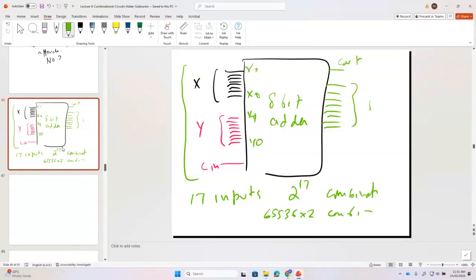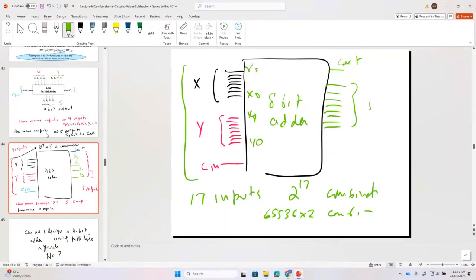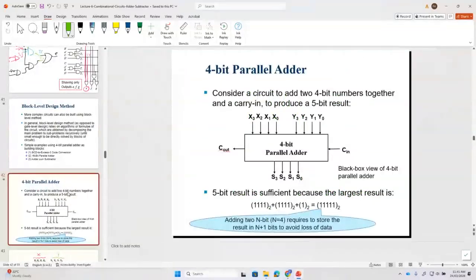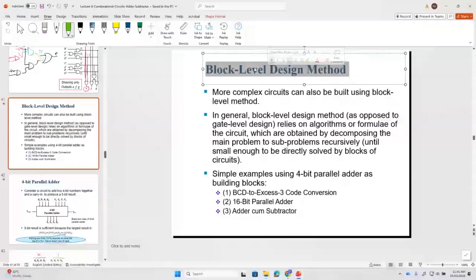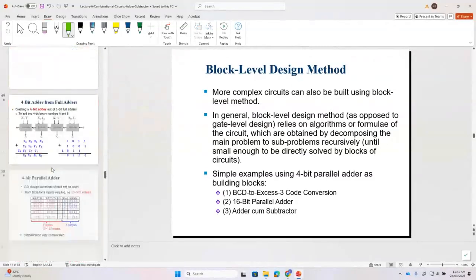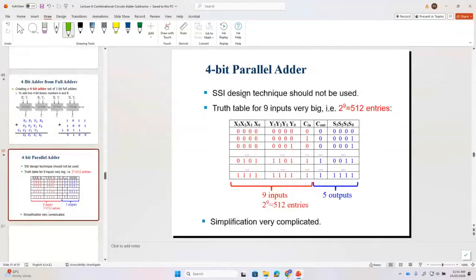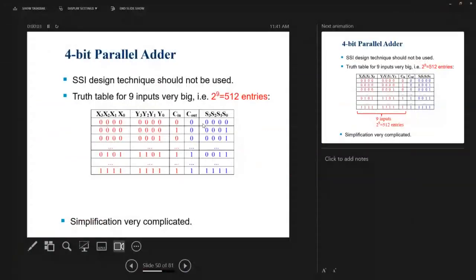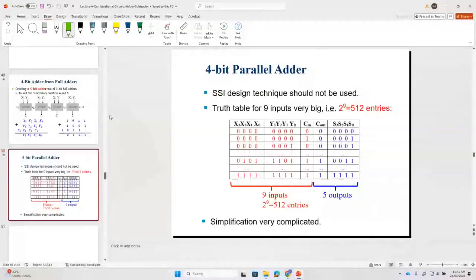If we want to design these adders, we cannot solve this using the truth table approach. What is the other approach that we are using? We are using the block level design method. Any question? This is very important. Now what are we going to do? Can you see here the 4-bit parallel adder design? Now if you look at this truth table, this is my first input. I'm not going to draw all the combinations. So how many combinations do we have?